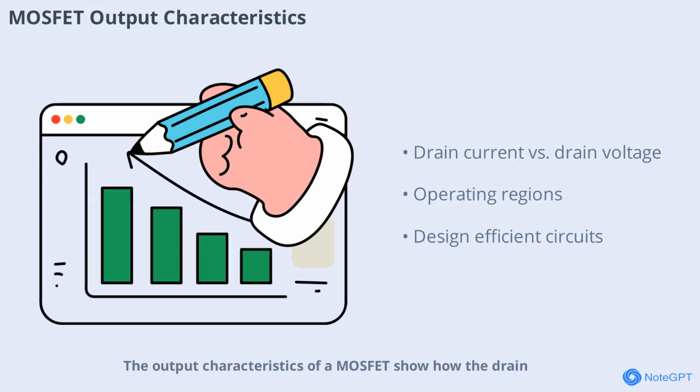Output characteristics of a MOSFET show how the drain current varies with the drain-source voltage for different gate voltages. These curves help identify the device's operating regions: ohmic, saturation, and cutoff. In the ohmic region, the MOSFET behaves like a resistor. In saturation, it acts as a constant current source. Understanding these characteristics is essential for designing efficient electronic circuits.